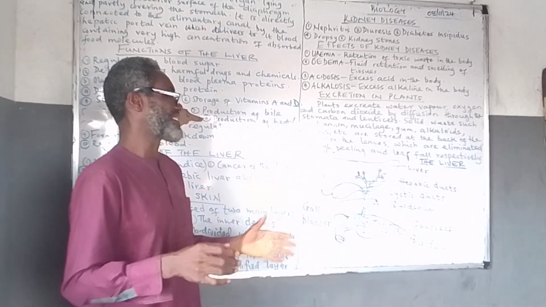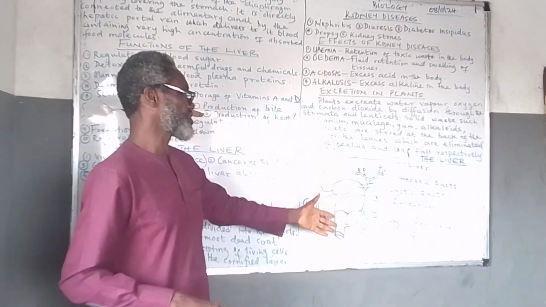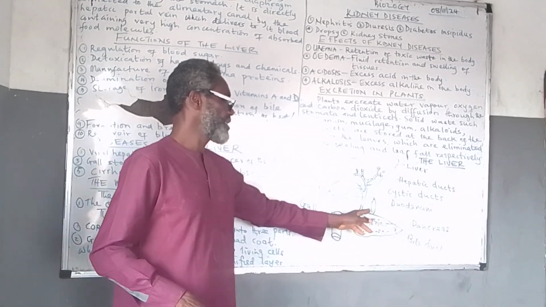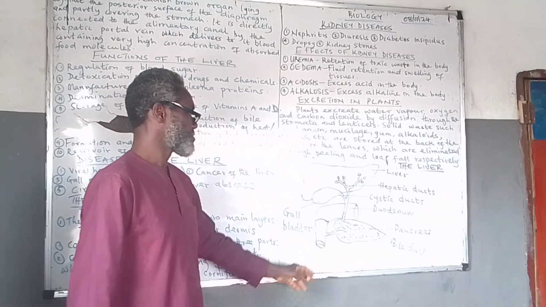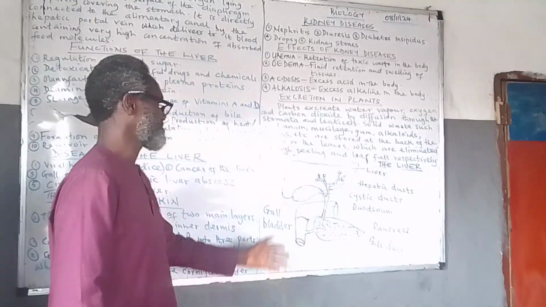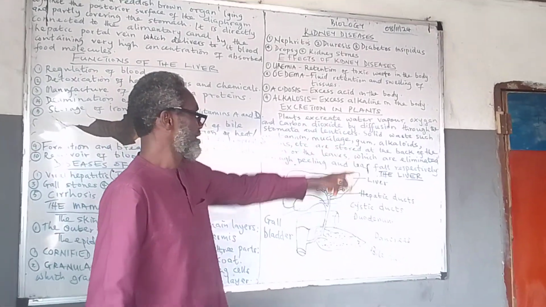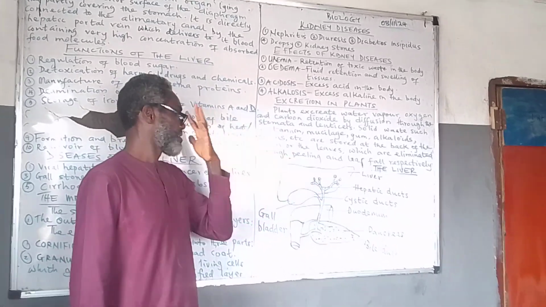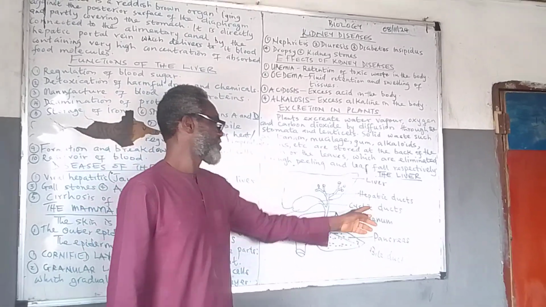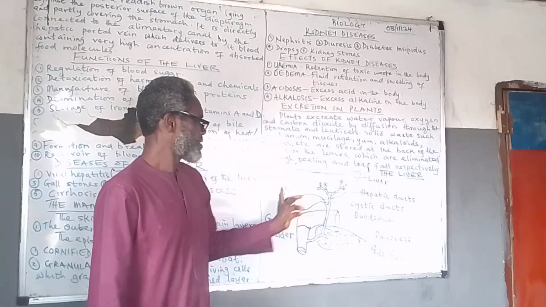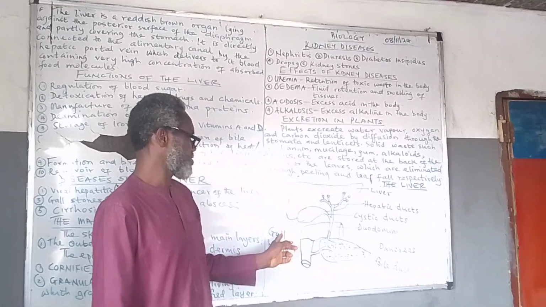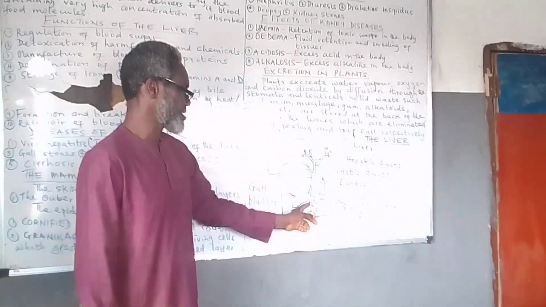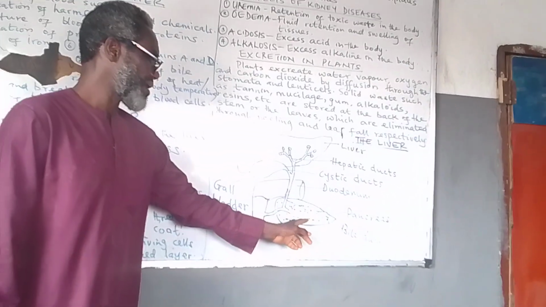So next we want to look at the liver. This is the structure of the liver in association with the duodenum and the pancreas. As you can see, you have the liver, the hepatic duct inside the liver, you have the cystic duct leading to the gallbladder, and you also have the bile duct. The bile duct leads to the pancreas.